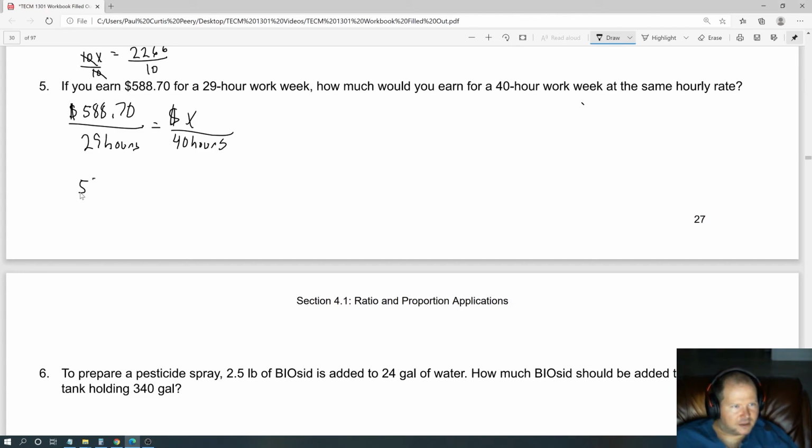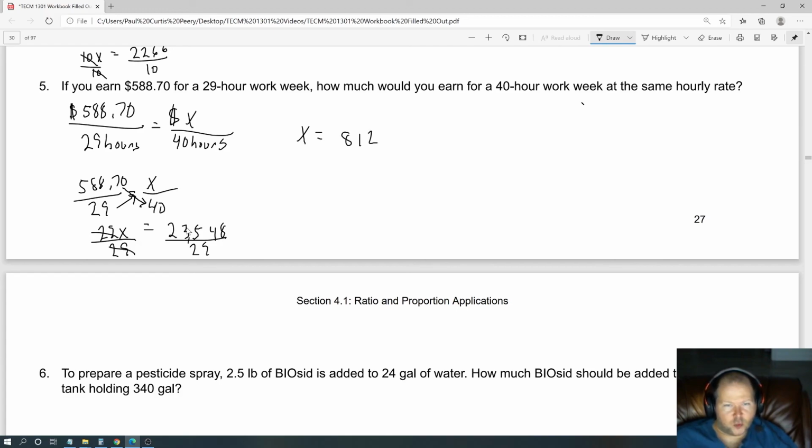Let's rewrite this without all the units. You don't have to do this, but I'm just trying to make sure it's not any more confusing than it needs to be. So you're saying 29 times x, which is 29x, is equal to 588.7 times 40. Put that in the calculator, and it gives us 23,548. And then what we do is we divide both sides by 29. And what that does is give you an x, right? 29 cancels out with 29. X is equal to 812, even.